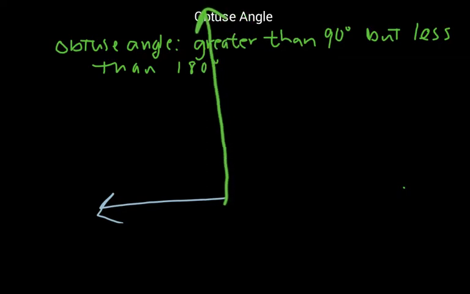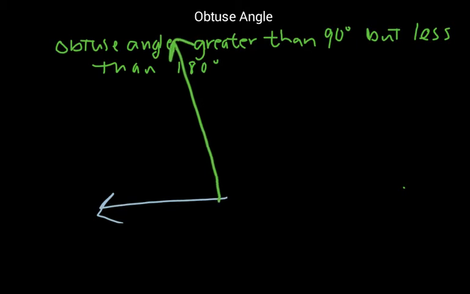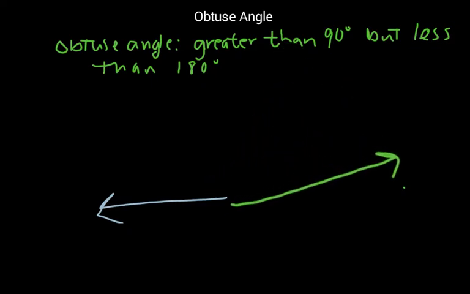And if I go over a little further, it becomes an acute angle. So obtuse angles are between 90 and 180, but not 90. As I move off of the 90-degree angle, like 95 degrees, 100 degrees, 110 degrees, all the way to 179 degrees, that's an obtuse angle.